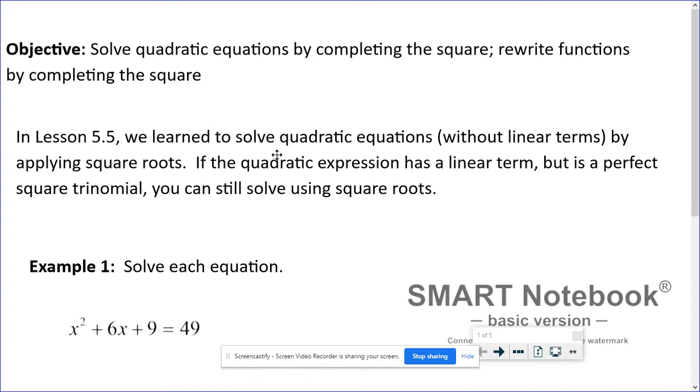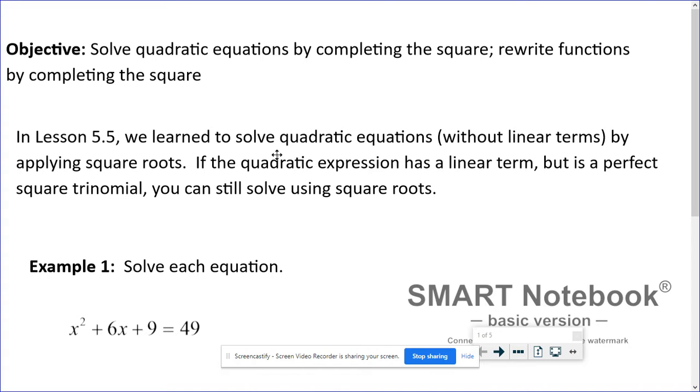Part of the objective here, the first part, is solving by completing the square. So that's the first thing we're going to do. The second part of the objective is rewriting functions by completing the square. It's a skill that is kind of ancillary to the process of solving, where there's an extra benefit. Once we start looking at circles in pre-calculus, we're actually going to look at a quadratic function and how to rewrite it. But that's the last thing we're going to do.